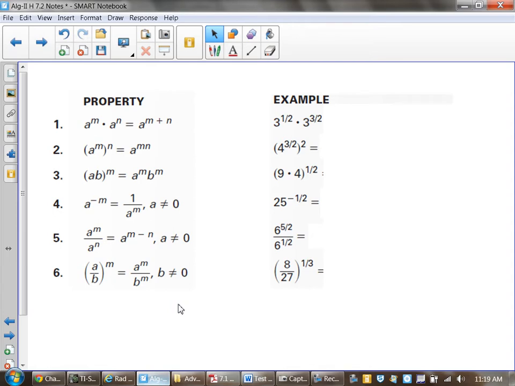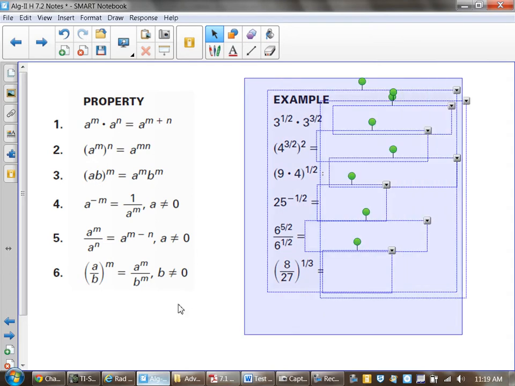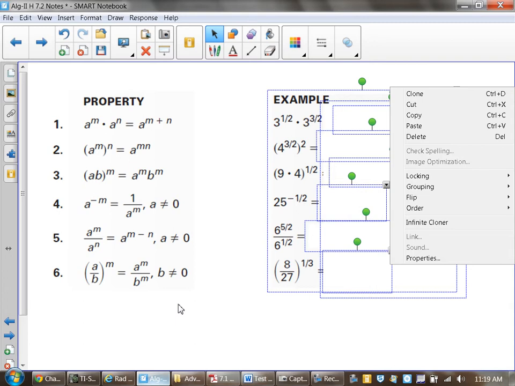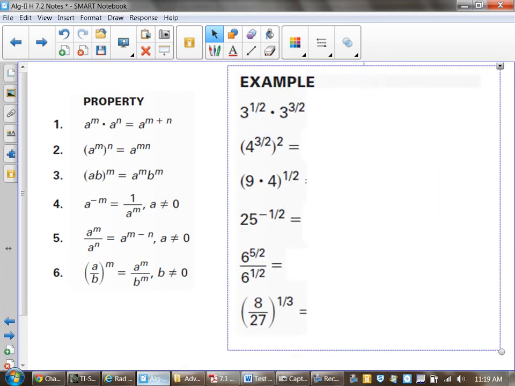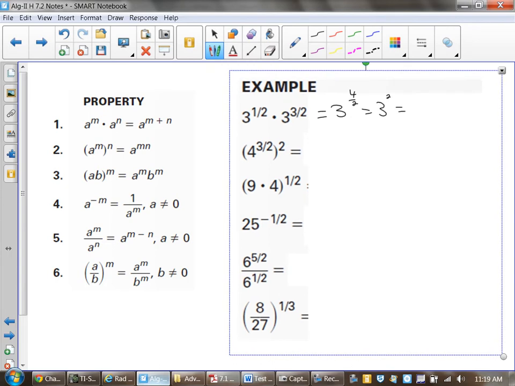When you have the same base with different exponents and you're multiplying them together, all you have to do is add your exponents. In this example, it's 3 to the half times 3 to the 3 halves, so I add my exponents. What's 1 half plus 3 halves? 4 halves. So this becomes 3 to the 4 halves, otherwise known as 3 squared, which is 9.